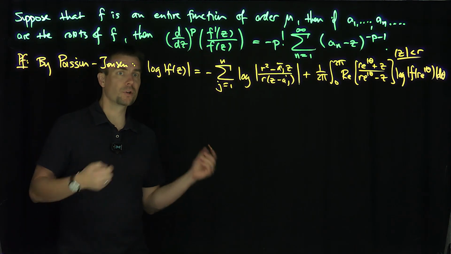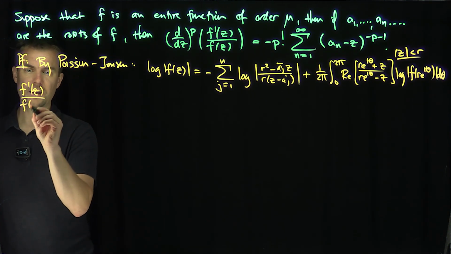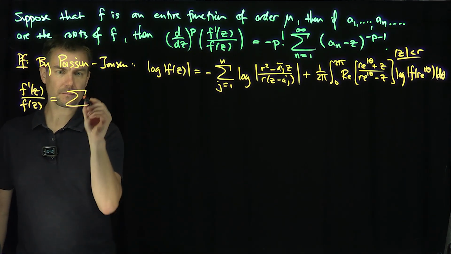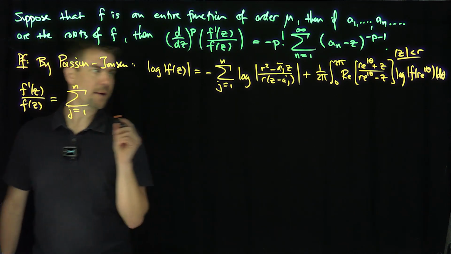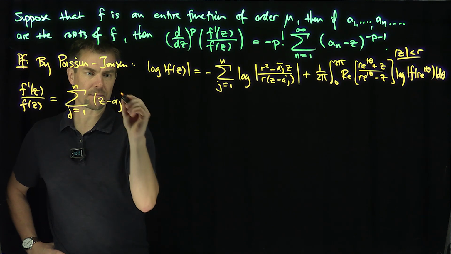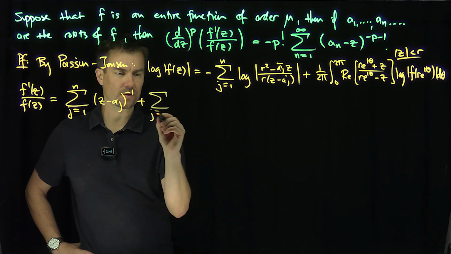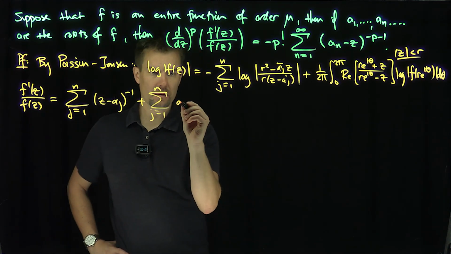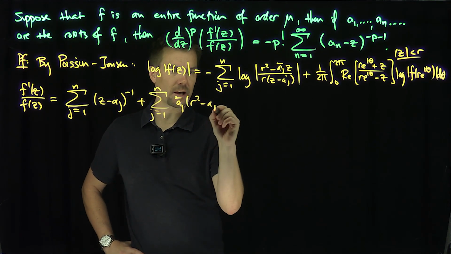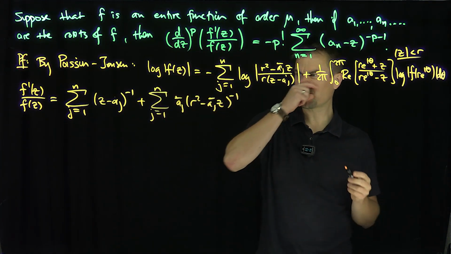Beautiful. And so now, of course, what we're going to do is find the logarithmic derivative of this thing. So what's the logarithmic derivative? f prime of z over f of z. If we just do the derivative, these are going to be very simple to do, right? So we're going to have the sum, j goes from 1 up to n, of just z minus aj to the negative 1, plus the sum, j goes from 1 to n, of aj bar and then r squared minus aj bar z to the negative 1, right? Because of that negative sign.